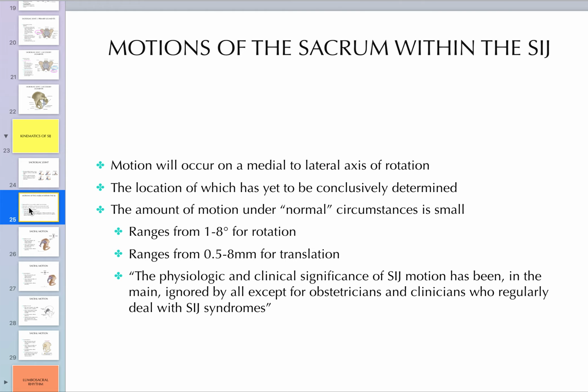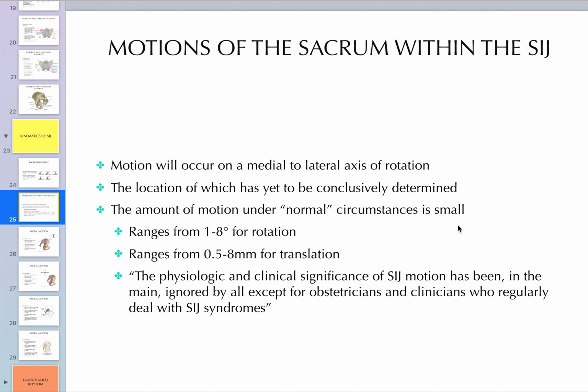Okay, so motions of the sacrum within the sacroiliac joint. It typically occurs on the medial to lateral axis of rotation, the location of which has yet to be conclusively determined. The amount of motion under typical circumstances is very, very small.